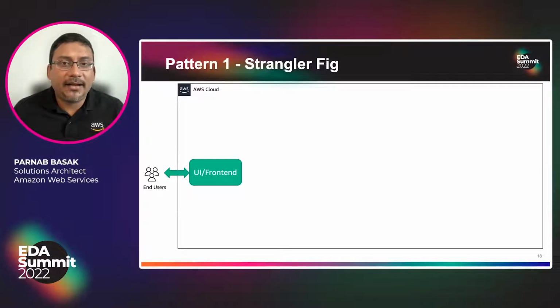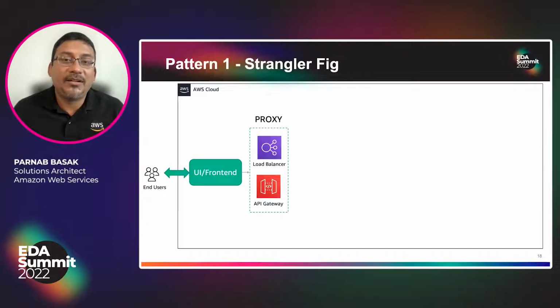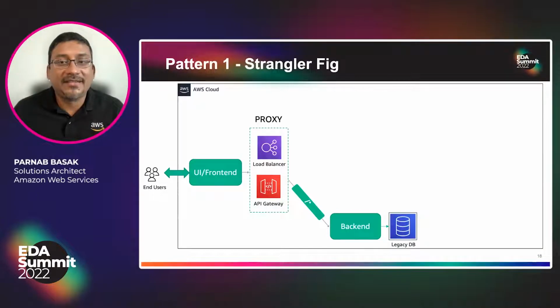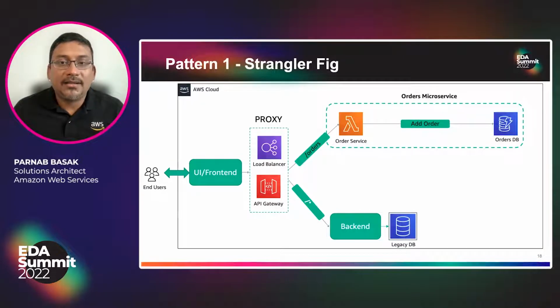First, from the UI front-end layer, create an intermediate proxy to be able to reroute certain requests to your new set of microservices. Services such as Elastic Load Balancers and Amazon API Gateway allow you to do path-based routing. In our example, I'm allowing all requests to go to the existing backend and then only routing a certain set of requests, the requests for my new orders, to my new set of microservices built using AWS Lambda. This AWS Lambda function can then insert the orders data to its own database following the 12-factor app methodology. And in this case, I have chosen DynamoDB as my data store.